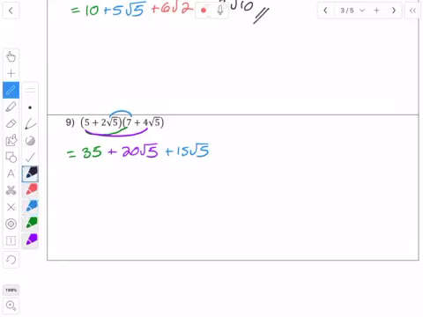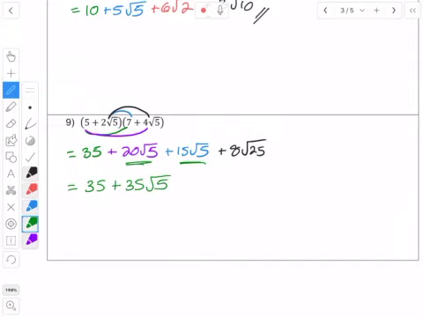And last, I'm going to multiply the last, right? So that is 8 square root of 5 times 5 is 25. Now I'm going to simplify. Why? Because I have, first of all, I have like terms. So this is 35 plus 35 square root of 5.